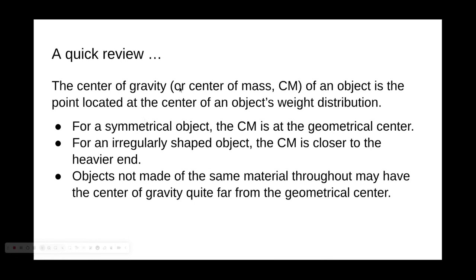So the center of gravity, or center of mass of an object, is a point located at the center of an object's weight distribution. If the object is very symmetrical, then the center of mass is at its geometric center. But if it's irregularly shaped, the center of mass is closer to the heavier end. Such as in the picture shown, if the objects are not made of the same material throughout, if it's not a uniformly distributed mass, then the center of gravity might be very far from the geometric center.